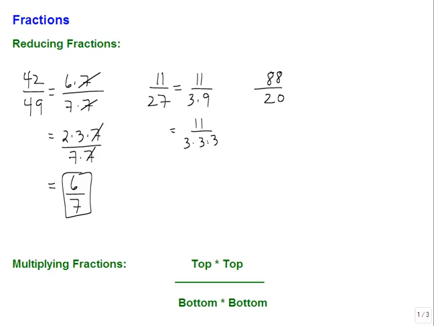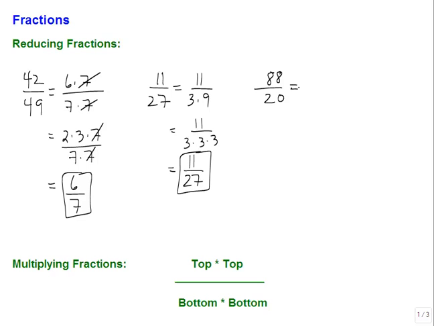Do any of these 3's divide into the 11? No, which means there's no common factors on top or bottom, so nothing cancels out. So the 11 is going to stay 11, and 3 times 3 times 3 is that 27. So this already was a reduced fraction.